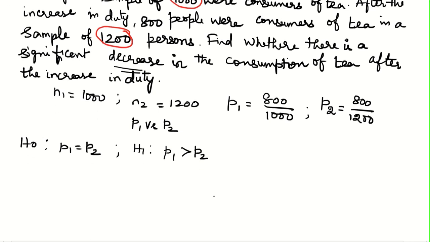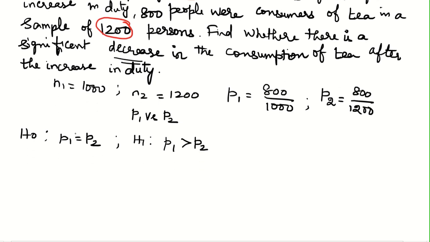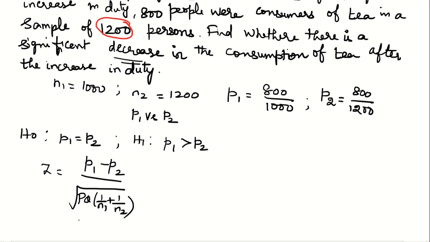Now the next step is we have to go for calculating the test statistic. There Z is equal to P1 minus P2, since we are testing whether there is any significant difference between P1 and P2, divided by the square root of PQ into 1 by N1 plus 1 by N2. Here Q is equal to 1 minus P and P is calculated using the formula N1 P1 plus N2 P2 divided by N1 plus N2.